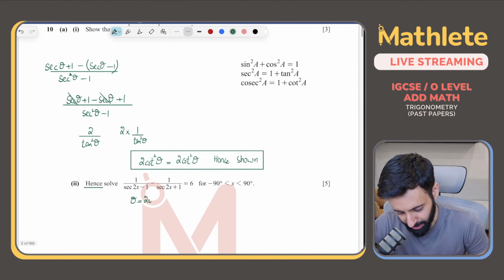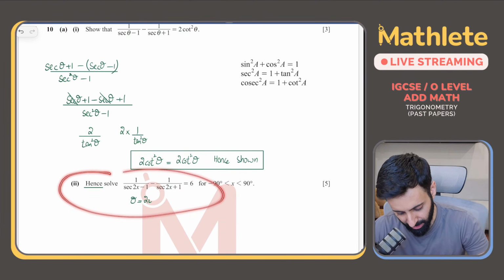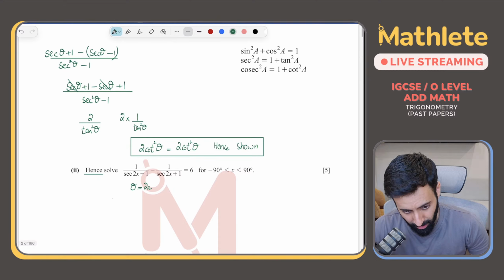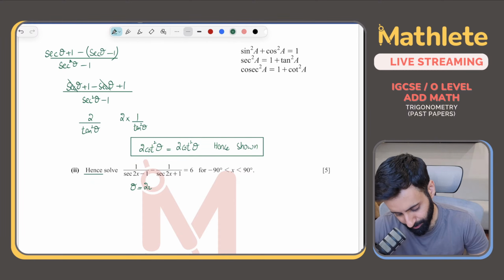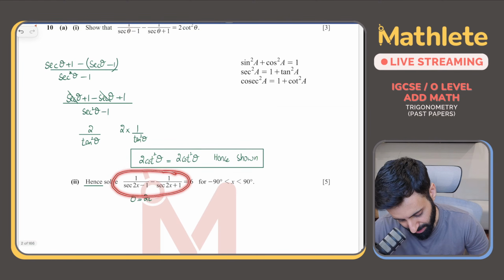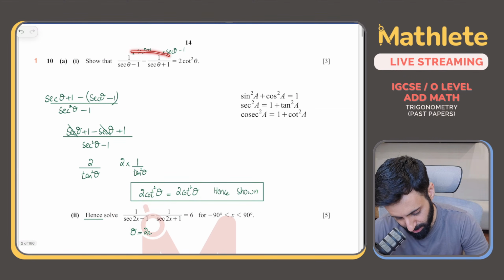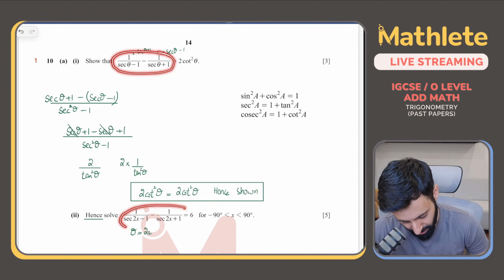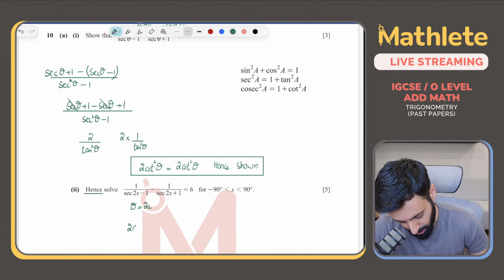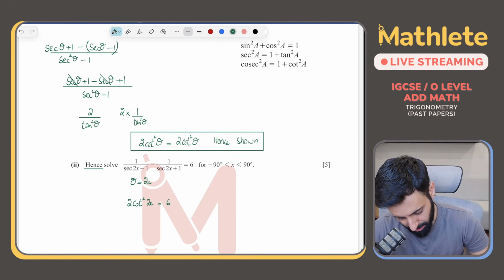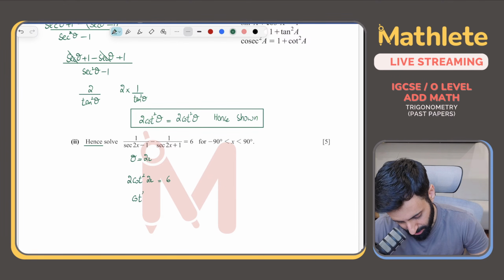Yeah, I know identities were tested, but I couldn't just jump to part 2 directly. We had to do the first part. Anyway, hence solve. Hence solve means that all we have to do in this part is realize that what we have just done in the first part is that we have turned this into 2 cot square theta, except that here in place of theta we have 2x, so that means this will be equal to 2 cot square 2x. Okay, and what's this equal to? This is equal to 6. That means cot square 2x is equal to 6 upon 2, which is equal to 3.